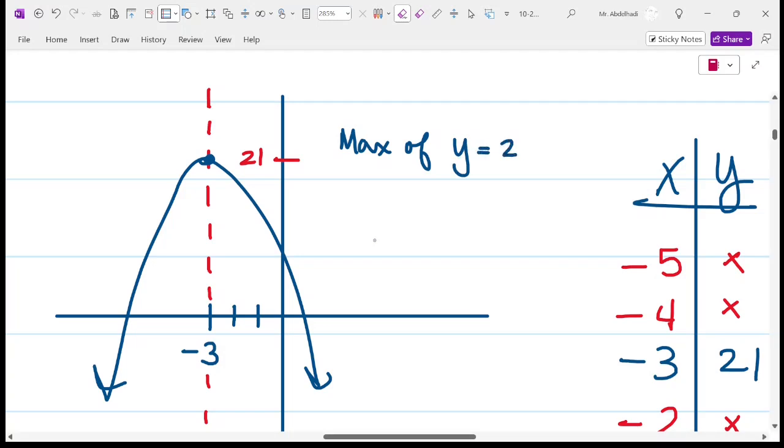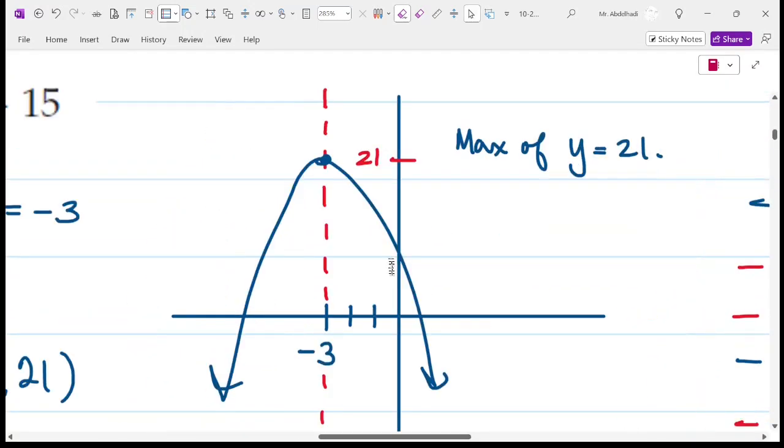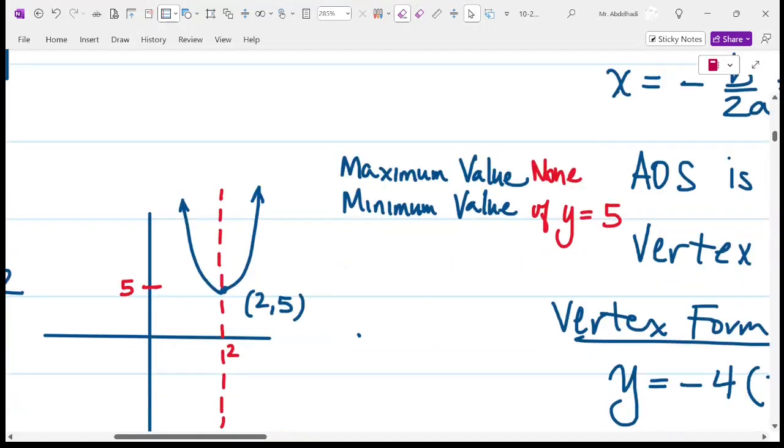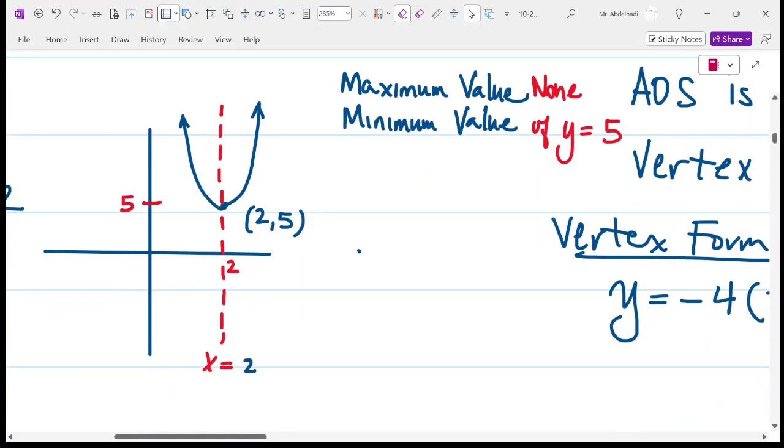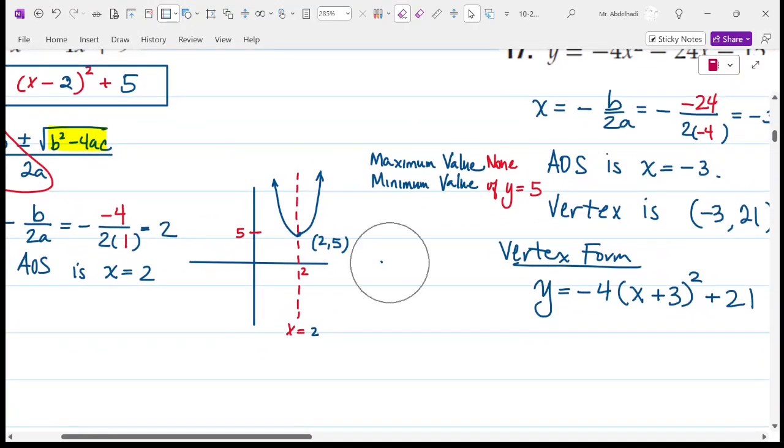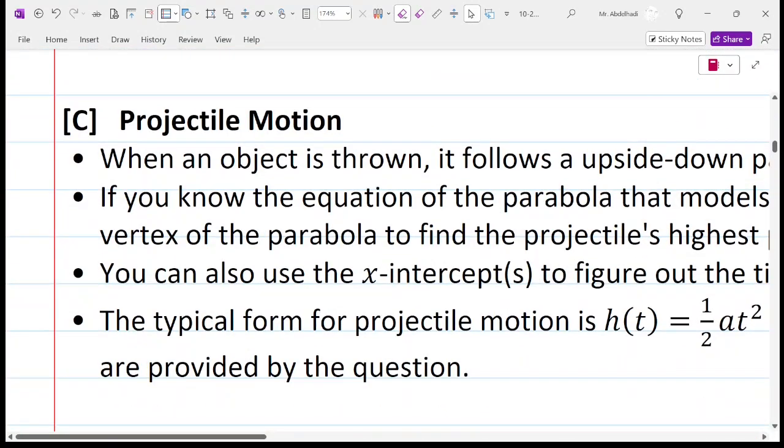Y equals 21, because you do have people that will write x equals 21 because they don't understand what they're doing, right? It's y is 21, not x. X is -3, right? Okay, so yeah, the max value is y equals 21. Over here we had a minimum value of y equals 5. All right, so now we understand maxes and mins, and that's going to be part of the homework tonight.